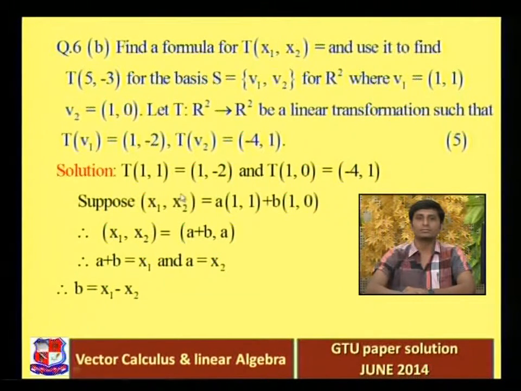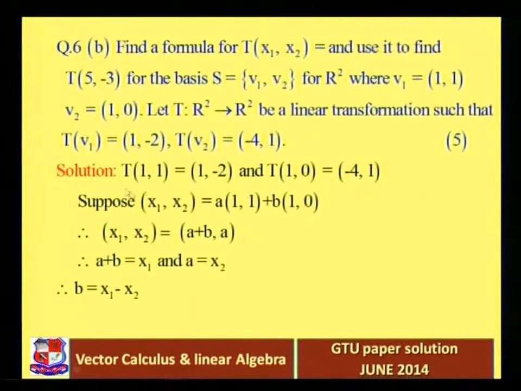And also we have T of V1 and T of V2. So that means T of 1, 1 is 1, minus 2, and T of 1, 0 is minus 4, 1. Suppose x1, x2 is equal to a times 1, 1 plus b times 1, 0. Why can we write down this step? Because 1, 1 and 1, 0 are basis vectors for R2. So any vector of R2 can be expressed as a linear combination of these two basis vectors. So that's why we can write down this step.